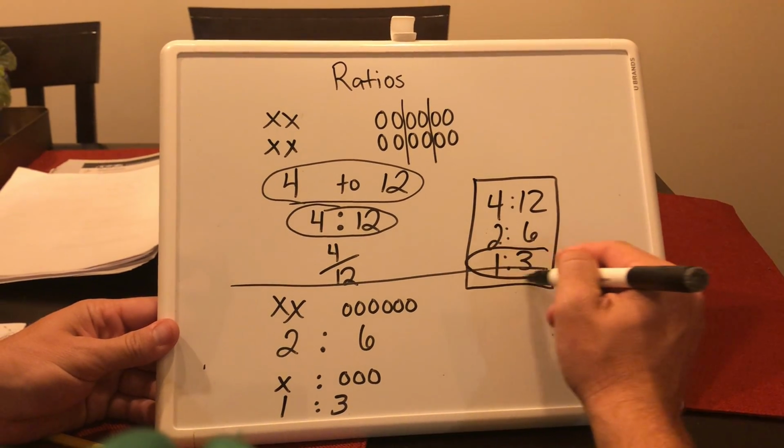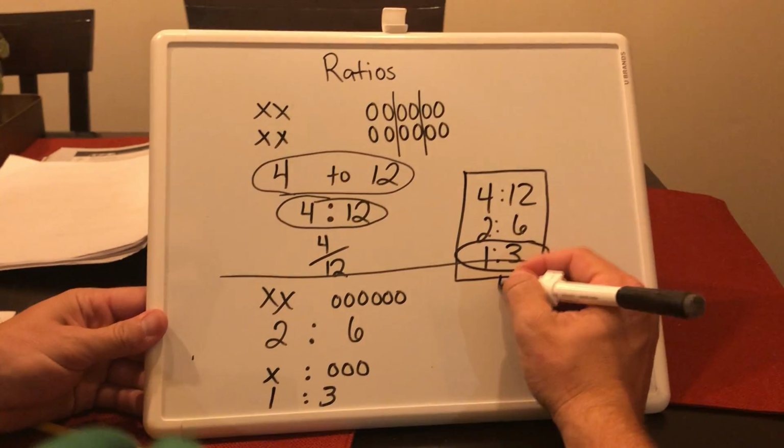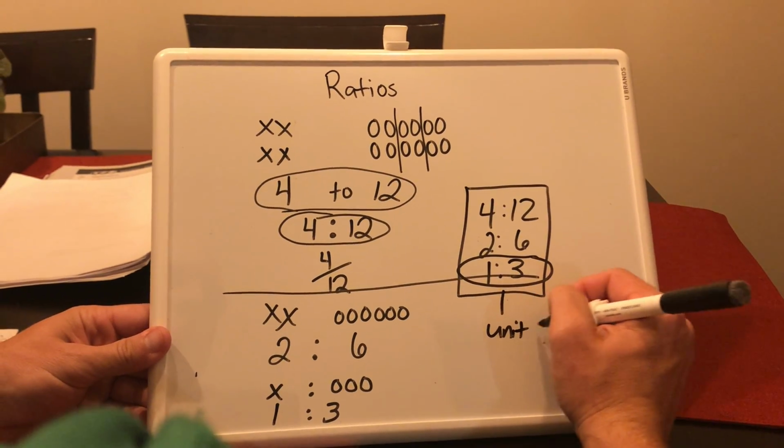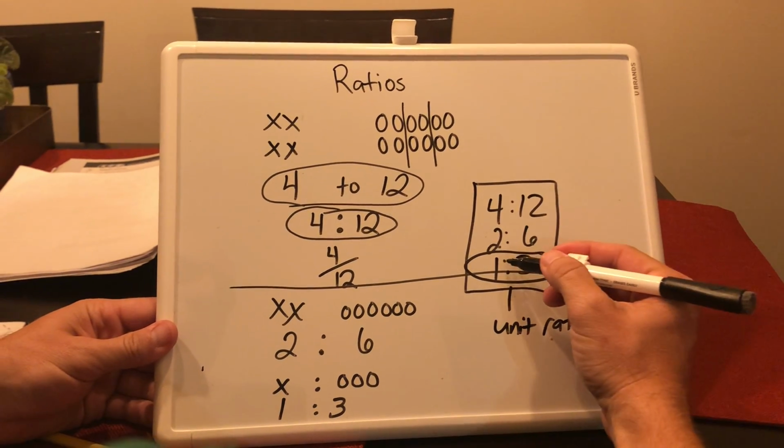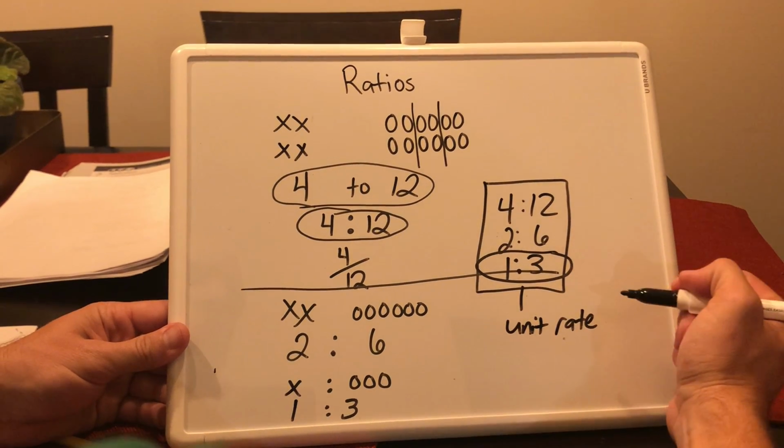The special ratio of all of them is this one, 1 to 3, and that is called the unit rate. The unit rate is any time a ratio is at its simplest form and it involves one of the sides having the number 1.